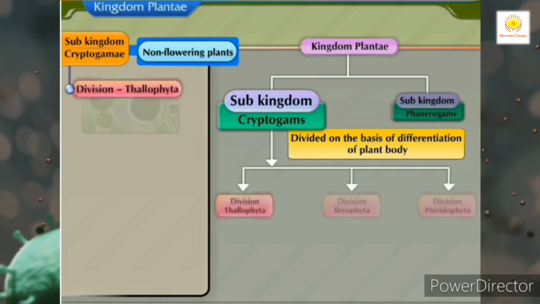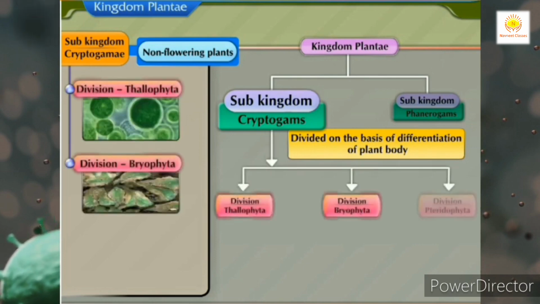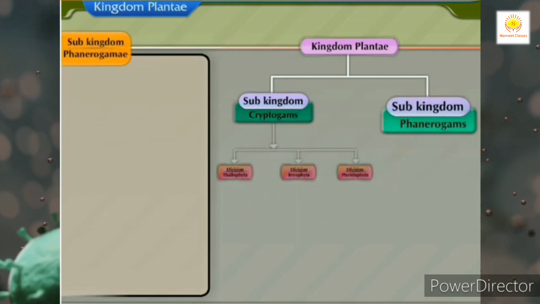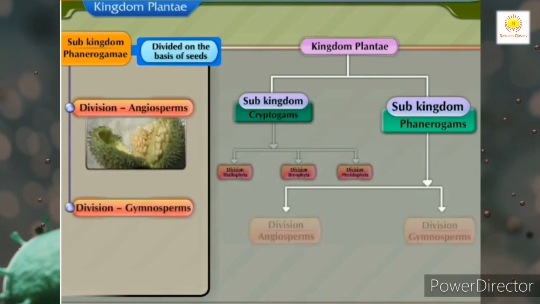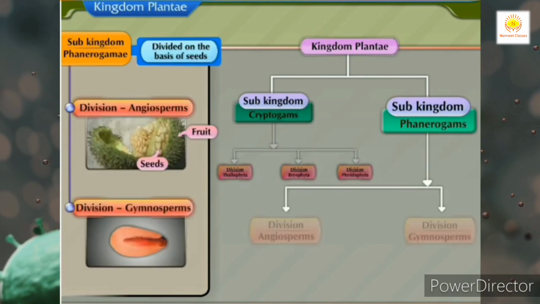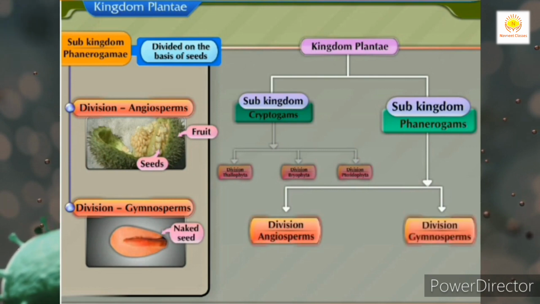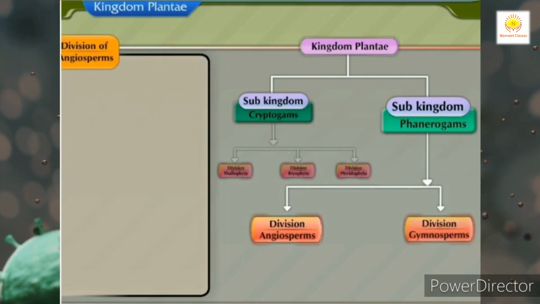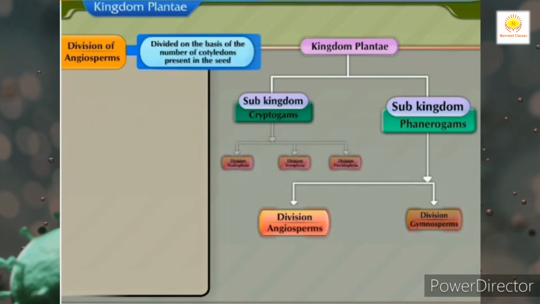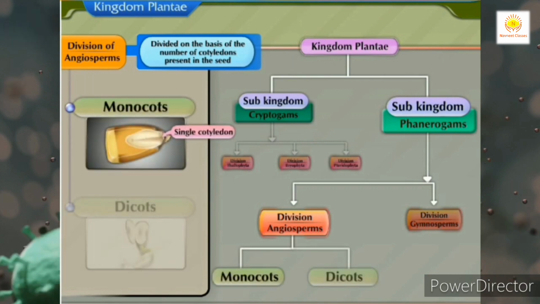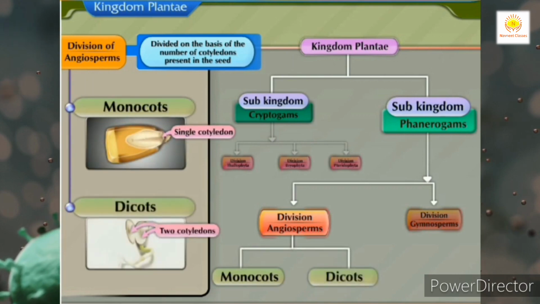They are divided into thallophyta, bryophyta and pteridophyta. Further division of phanerogams is on the basis of seeds. If the seeds are enclosed in a fruit, then they are kept under angiosperms. Plants with naked seeds are gymnosperms. Further division of angiosperms is on the basis of the number of cotyledons present in the seed. We can distinguish monocots with single cotyledon and dicots with two cotyledons.